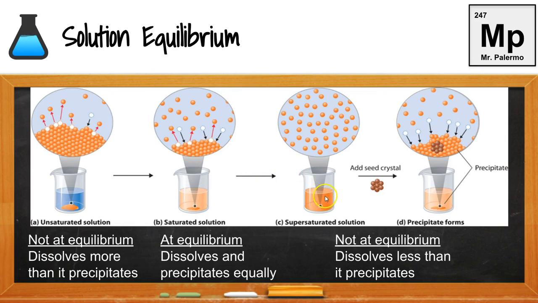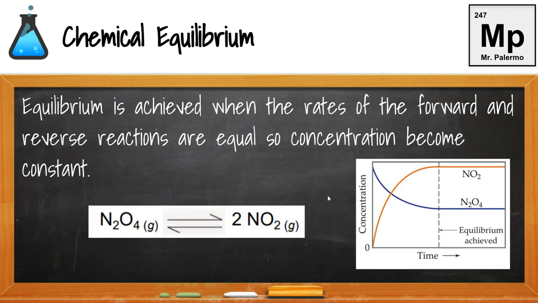In a supersaturated solution, since we're going to heat the solution up, this is also not at equilibrium because once you let it cool, it's going to dissolve less than it's precipitating out. So it's precipitating out more than it's dissolving. And a good example was the rock candy experiment that we did in class. And lastly, chemical equilibrium. Equilibrium is achieved when the rate of the forward and reverse reactions are equal, so the concentrations become constant, as we saw in that previous example.